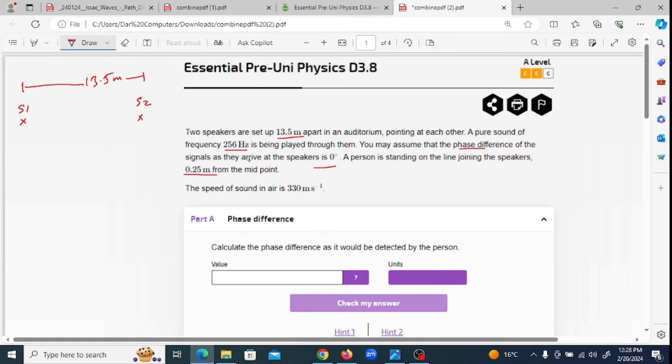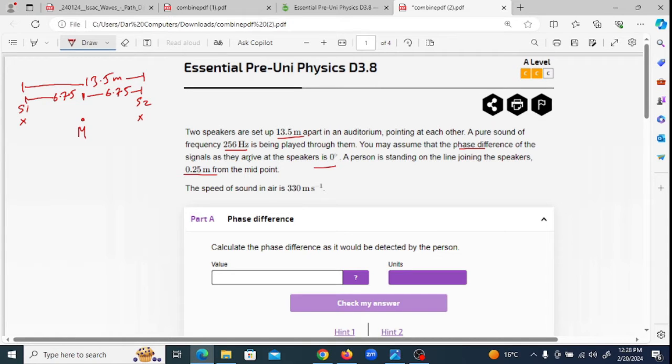A person is standing at the line joining the speaker 0.25 from the midpoint. So first we draw the midpoint. Here is the midpoint between these two. This midpoint is at a distance of half of that distance, that is equal to 6.75. This distance is 6.75 from S1 to the midpoint, and this distance is also 6.75 from the other end. Okay, this is the midpoint. For example, this is point M.